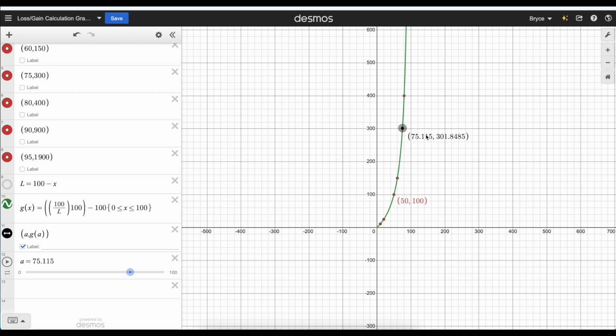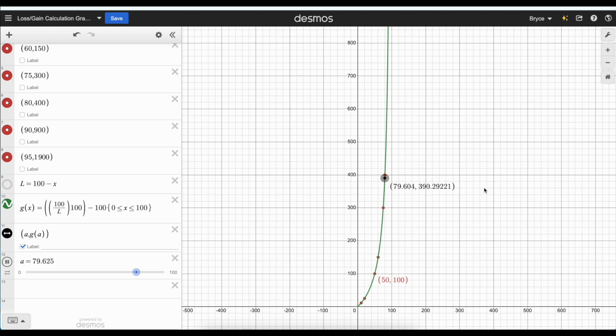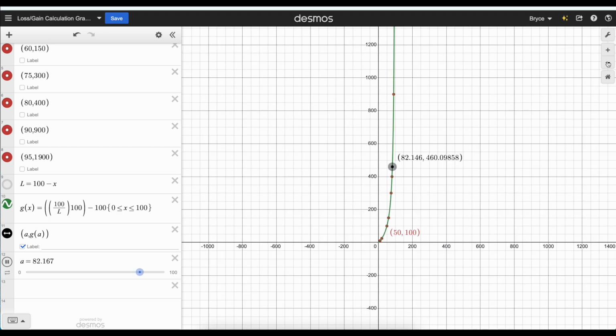So you can see at around 75%, you need a 300% gain. If it's a 75% loss, you need a 300% gain, or times 3, to get back to even. And then we'll let it go all the way to 99. You can see how fast it will start moving here. So you have an 85% loss. Now you're at almost a 90% loss. So at a 90% loss, you need to make a 900% gain to get back to even.